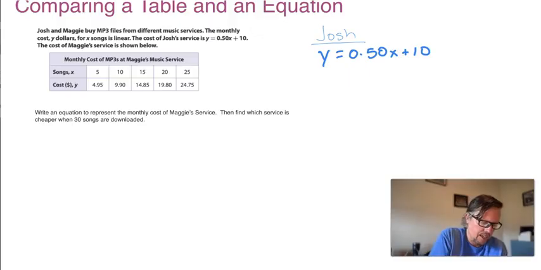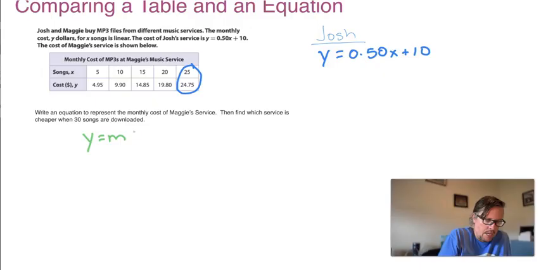So when I look at the table for Maggie, I see 25 songs is $24.75. So whatever the answer is, I know it's going to be a little bit higher than $24.75. Okay, so we have to write an equation for Maggie. Writing an equation when we know it's linear, and the problem says the cost is linear, means I'm going with good old slope-intercept form. Need slope and y-intercept.